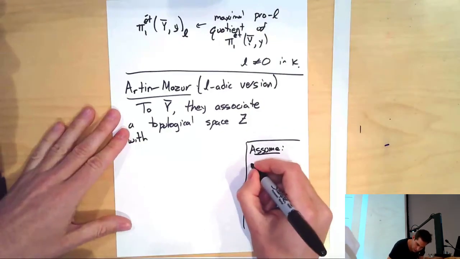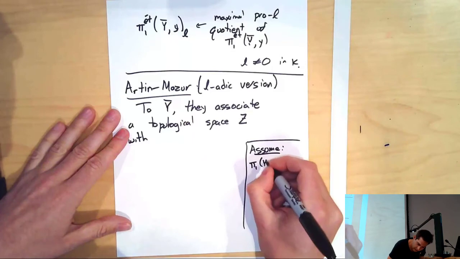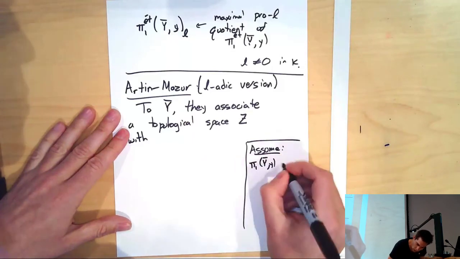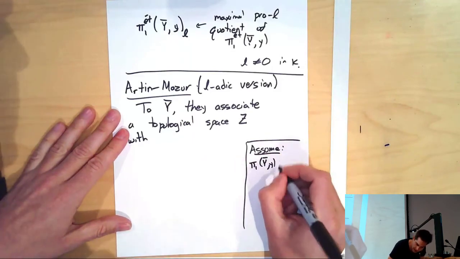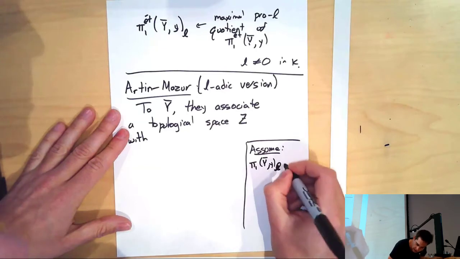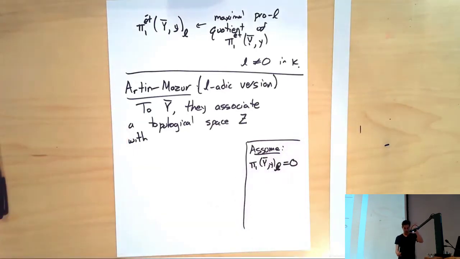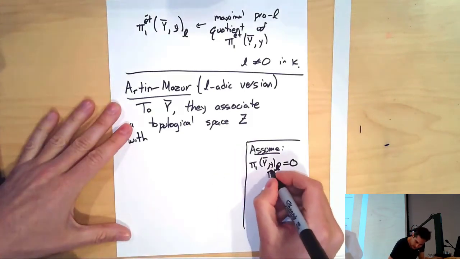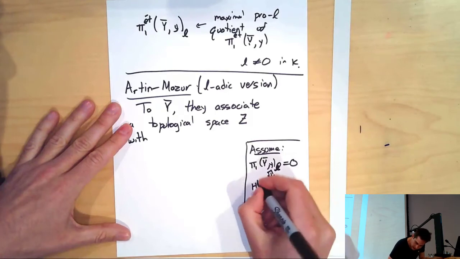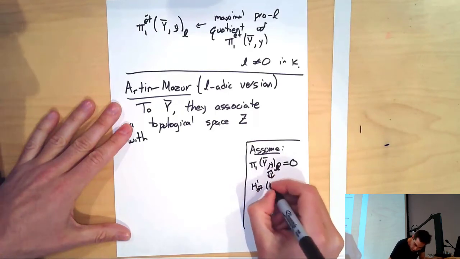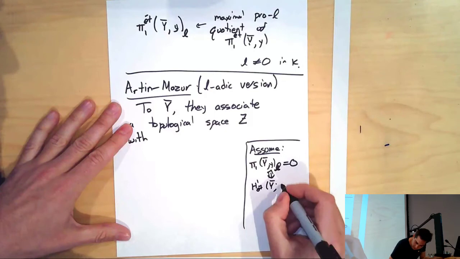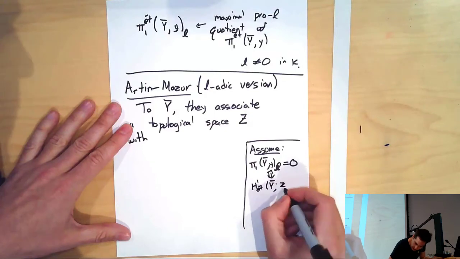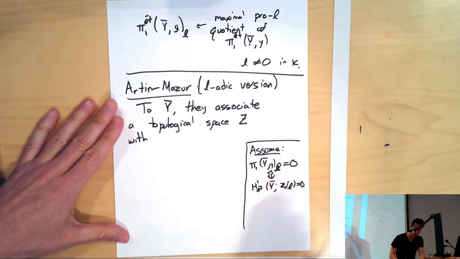I'm first going to assume that this Y bar behaves like it's simply connected, at least at the prime L. So this L-adic étale fundamental group that I mentioned earlier, I want it to be 0. And that's equivalent to saying something simpler, which is that the étale cohomology of Y bar with coefficients in Z mod L is equal to 0 in degree 1.